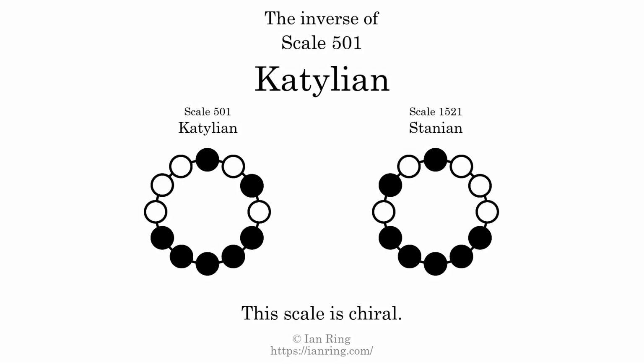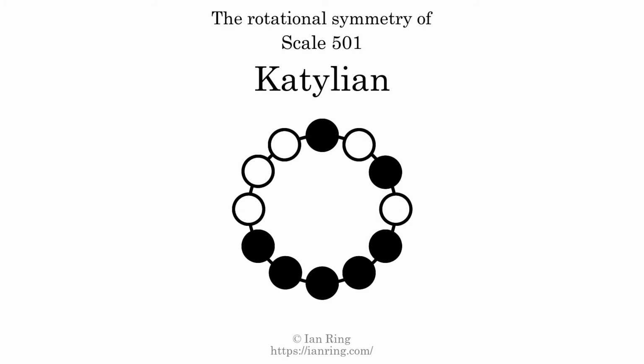The inverse of a scale is a mirror image. It is what you get when the sequence of intervals is reversed. The inverse of this scale is scale 1521, also known as Steinian. This scale is chiral. It cannot transform into its inverse by rotational transformation. This scale has no rotational symmetry.